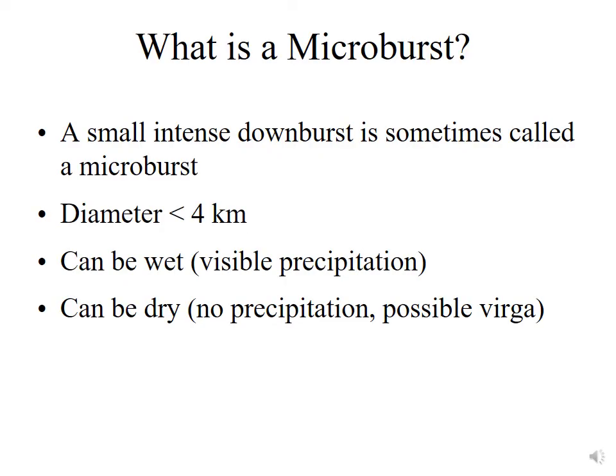So how do we differentiate that from a microburst? Well, a microburst is a downburst, but it's a small, intense one. It has a diameter less than 4 kilometers, and it can be a wet microburst where you have visible precipitation, or it can be a dry microburst where you don't have any precipitation hitting the ground, but you might be able to see some virga, which is precipitation falling out of the cloud but evaporating on the way down.